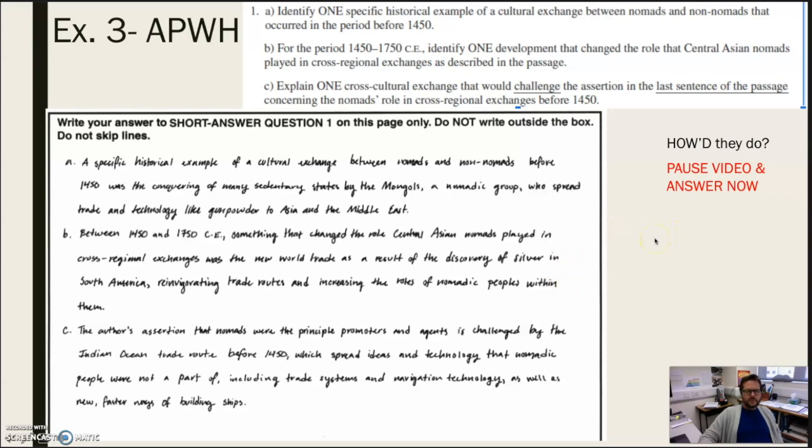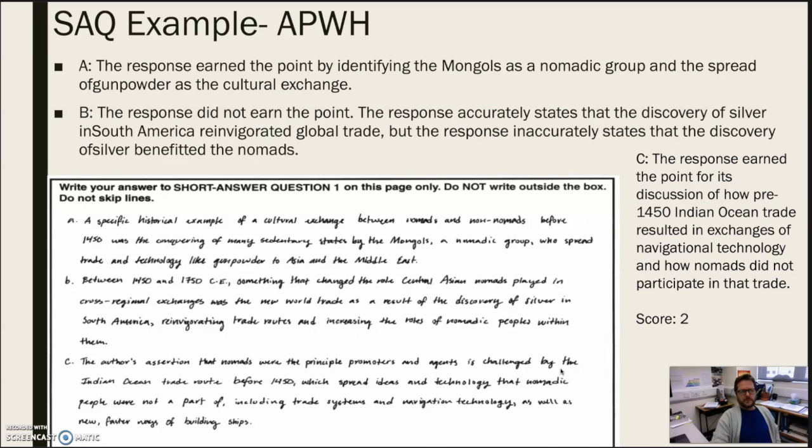All right, so just do that. You should have written your answer down. Hit play again, and let's see how they did. So they scored a 2. The response earned the point by identifying the Mongols as a nomadic group and the spread of gunpowder as the cultural exchange. So let's look at this.